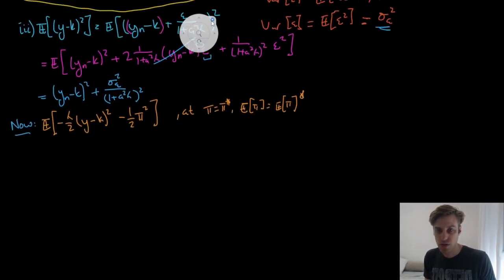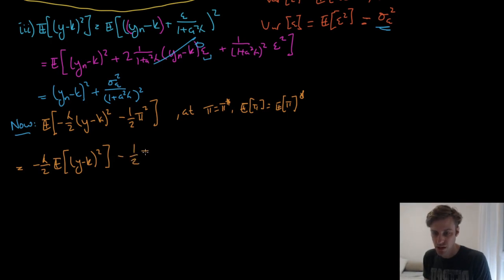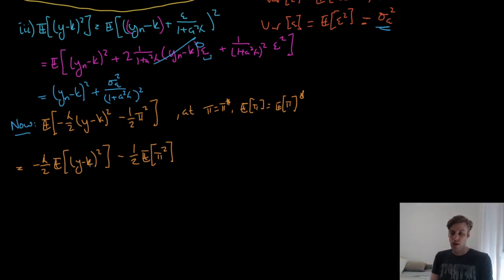First thing, we can distribute the expected value. So this is equivalent to, we know that lambda over 2 is non-random, so let's put it outside. Lambda over 2, expected value of (y minus k) squared, minus 1/2, which is deterministic, expected value of pi squared. And we know that y minus k squared is random because there's epsilons hiding inside the y, and pi squared is random because there's epsilons hiding inside the pi. But we already computed what this and what this are, right? So let's just use what we worked so hard on.